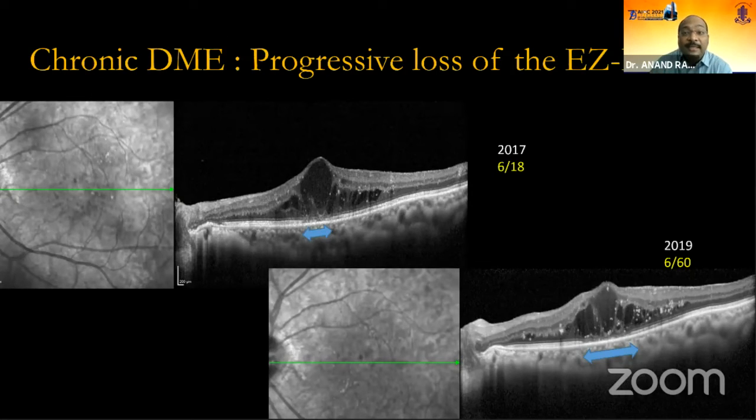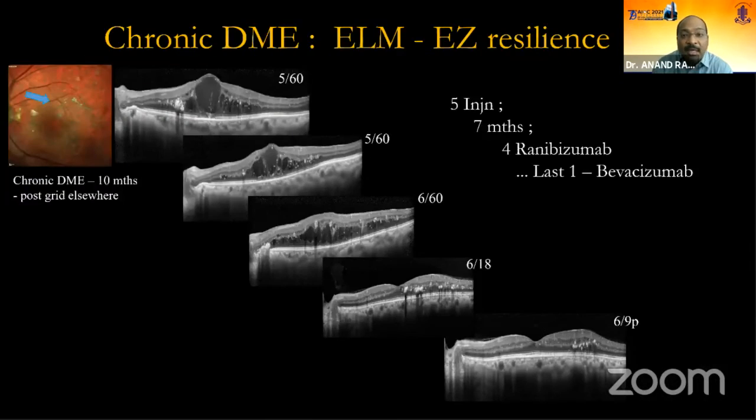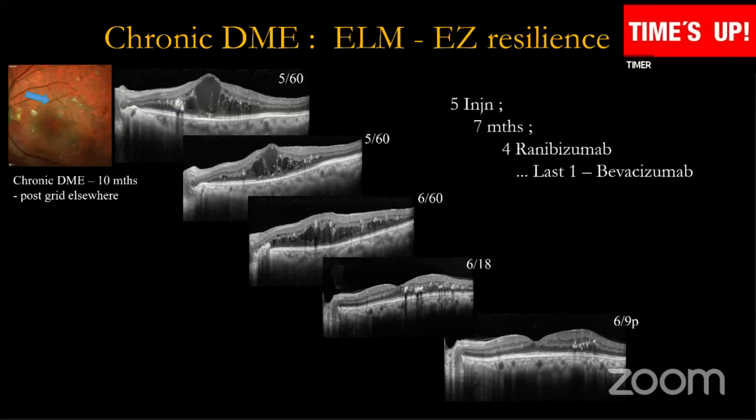And this is an example of a chronic DME case in one of our patients, which showcases ELM EZ resilience. This patient was lasered elsewhere, came in after 10 months because of the pandemic. There was a delay. Patient came here after 10 months. We started off with 5 injections in 7 months, 4 ranibizumab, and the last one was bevacizumab. And you see the recovery of the ELM EZ. So the ELM EZ can be resilient if you treat, and you should treat early.